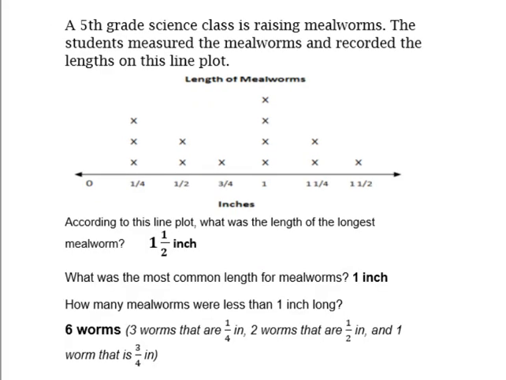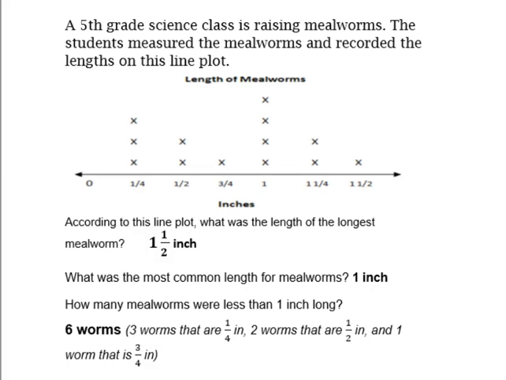All right, so let's take a look at our answers. According to this line plot, what was the length of the longest mealworm? And that's 1 1/2 inch. Now, how do we know that? Because in looking at our line plot, we see that the last measurement is 1 1/2 inch.